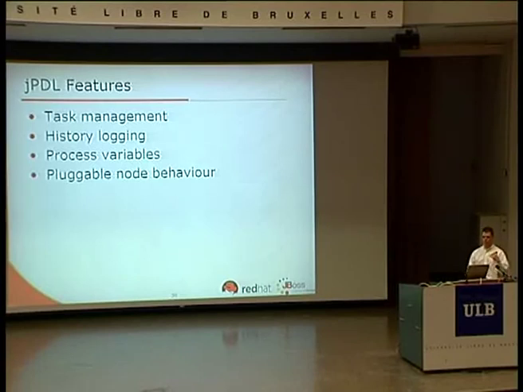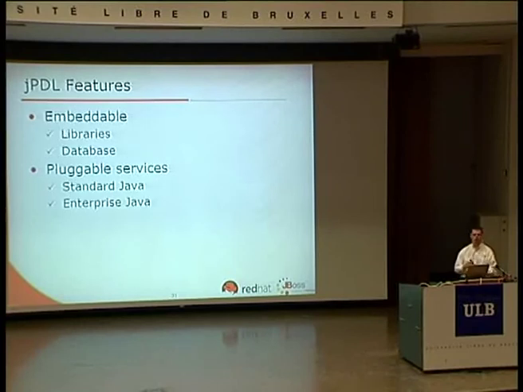So typical JPDL process language features are task management, and you get automatic audit trailing. There are process variables in JPDL, and you have pluggable node behavior, which means you can write your own process constructs. Also very interesting is that JBPM is just a plain Java library and it's embedded, so you can use it in your own application. It's not a separate monolithic engine. You just include some Java libraries, you create your tables in your database, and JBPM can work with that.